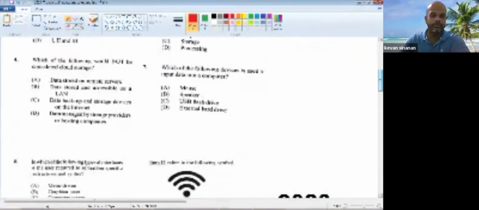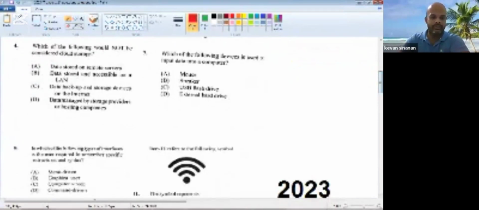Moving on, question 4. Which of the following would not be considered cloud storage? So essentially cloud storage are servers that are located off-site. So they are remote servers and they're usually accessed via the internet. So let's go through them. Option A, data stored on a remote server. So definitely A is a very correct description of cloud storage. It is, but the question is what would not be. Okay, so would not be considered cloud storage.